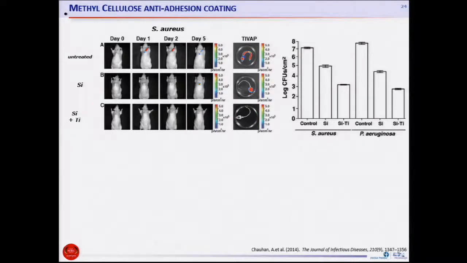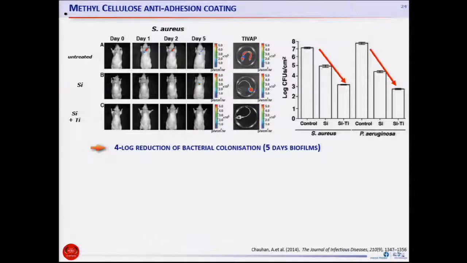So you can see here that this is untreated. So when you put S. aureus here, you can see the biofilm is developing nicely. If you put silicone grafted or silicone plus titanium grafted, you can see that you have a reduction of the luminescence. And here it's counting of bacteria for 2 bugs. And you can definitely see that if you graft with silicone or silicone plus titanium, you have something like a 4-log reduction in the bacterial colonization, which is a super high effect from what we've been seeing in the literature.